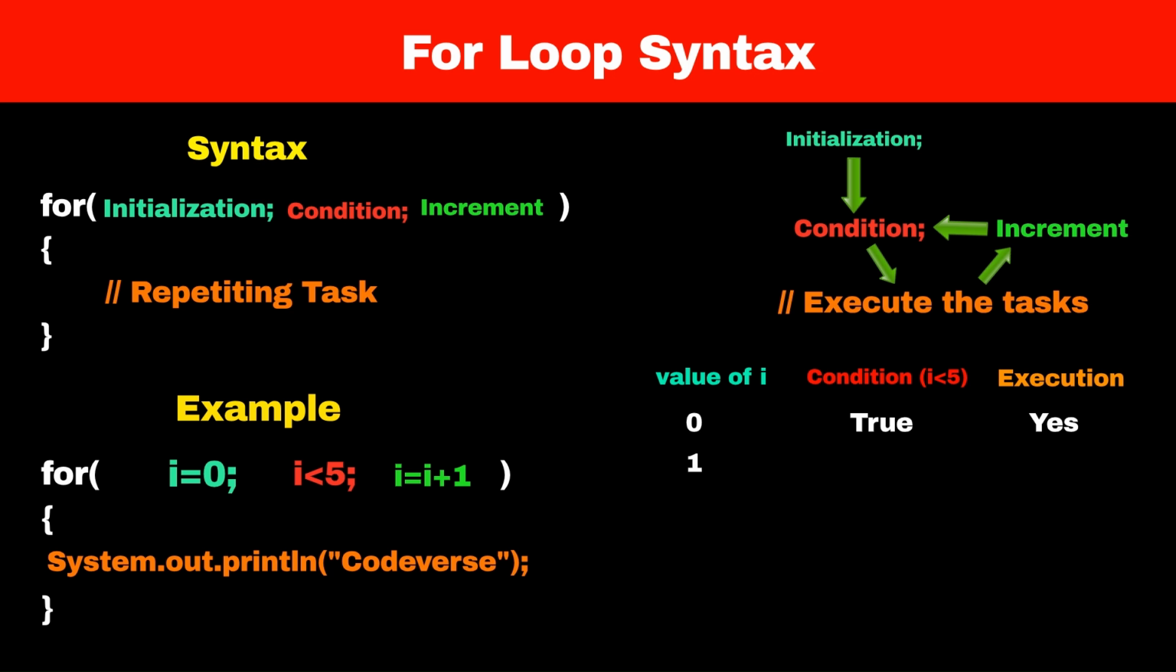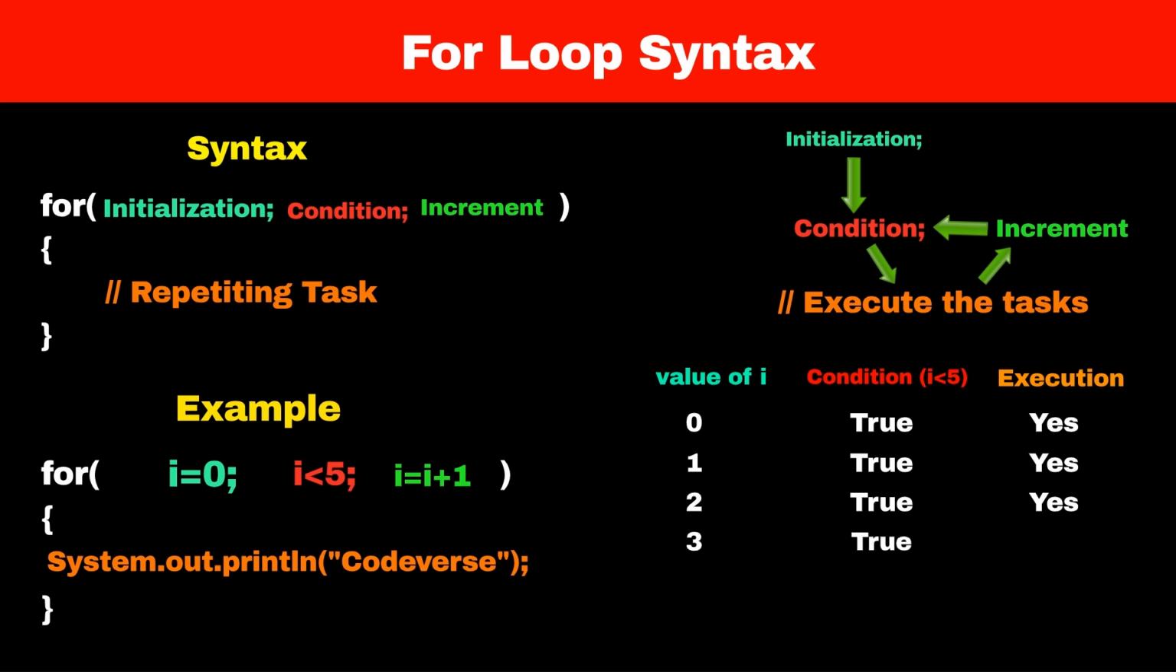Now the current value of i is 1. So the program will check if the condition is valid or not. In our case, 1 is less than 5. So the condition is true, and then the program will again print CodeVerse. After printing, the value of i will be incremented by 1. So the new value of i is 2, and the condition is true. So the program will again print CodeVerse. Again, the value of i will be incremented by 1. The new value is 3.